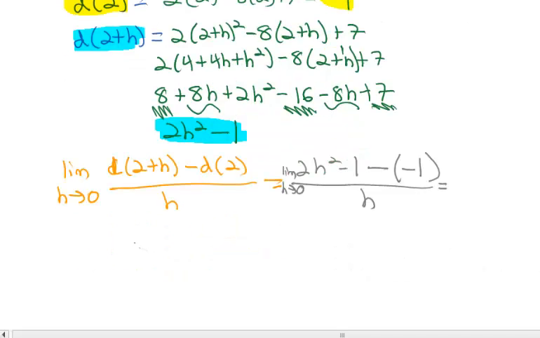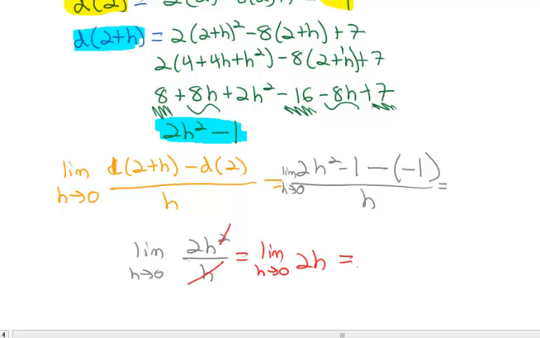We're not just simplifying, we're taking the limit as h goes to 0. And when we add that, we have the limit as h goes to 0. Negative 1 minus a negative 1, that's gone. So we have 2h squared over h. And that's great, because we don't have to factor. There's no adding and subtracting. We can just reduce out an h with one of the h's, and we have the limit as h goes to 0 of 2h. It's not undefined anymore. There's no denominator, so we have 2 times 0, which is equal to 0.